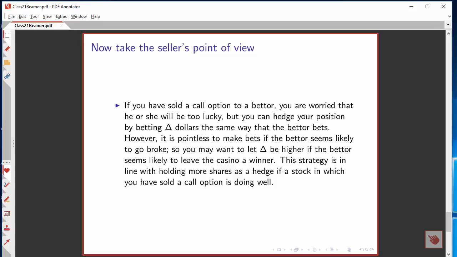Well, you start betting the same way the bettor is going, so that if he's lucky, you'll be lucky too. If he seems likely to go broke, then this option is almost certainly worthless, and there's no need to bet. So what you probably want to do is make the amount you bet be higher when the bettor is doing well, make it lower when the bettor is doing badly. And this is similar to a strategy you've encountered earlier, where if you're using shares to hedge a call option that you have sold, you hold more shares if the option seems more likely to be in the money.